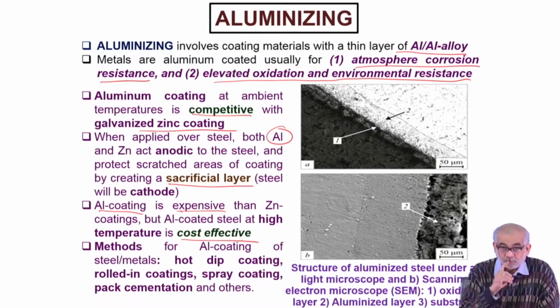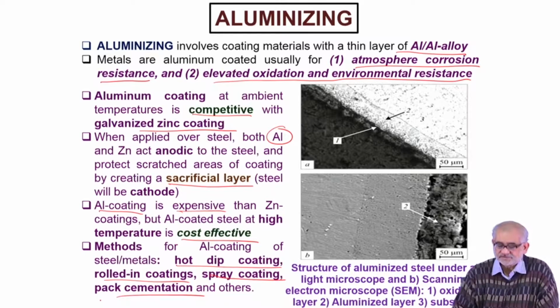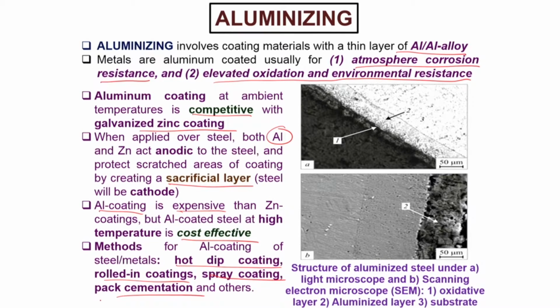So, the aluminum coating on steel or other metallic alloys can be obtained by hot dip coating, roll-in coating, spray coating, or pack cementation, a solid state process. The important thing is that the coating that we apply actually grows with time.